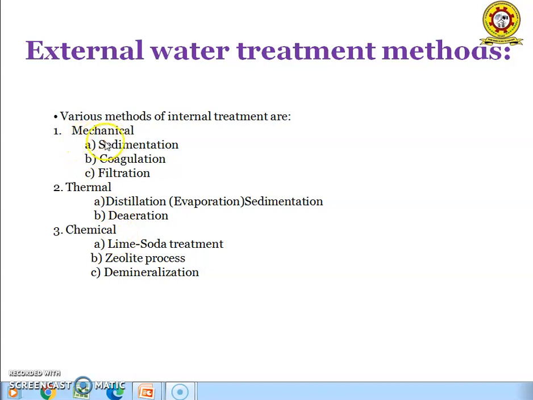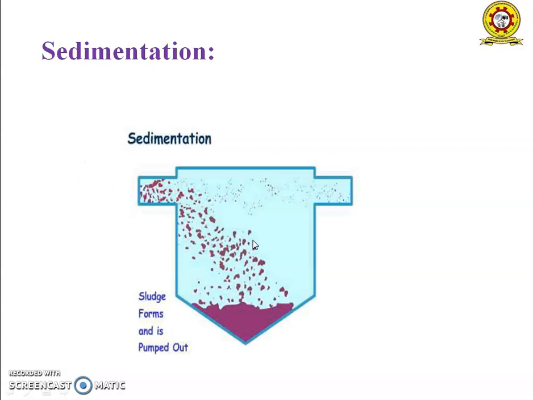In mechanical treatment, there are three methods: sedimentation, coagulation, filtration. In thermal treatment, distillation or evaporation, sedimentation, deaeration. And in chemical treatment, lime water treatment, zeolite process and demineralization. In that, the first one is sedimentation.